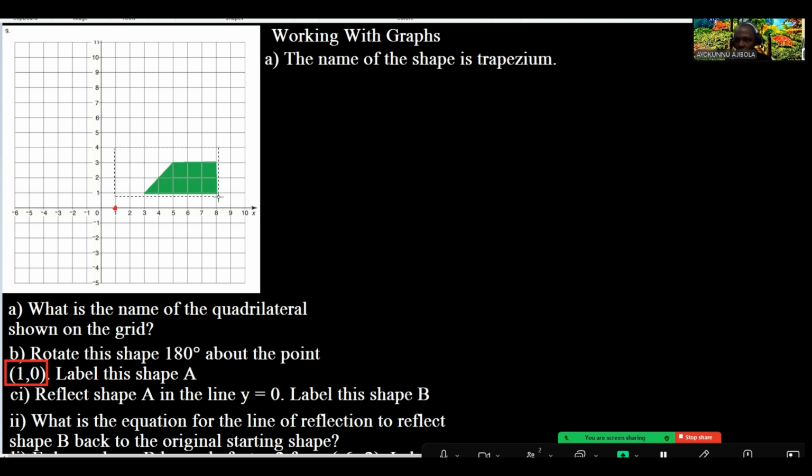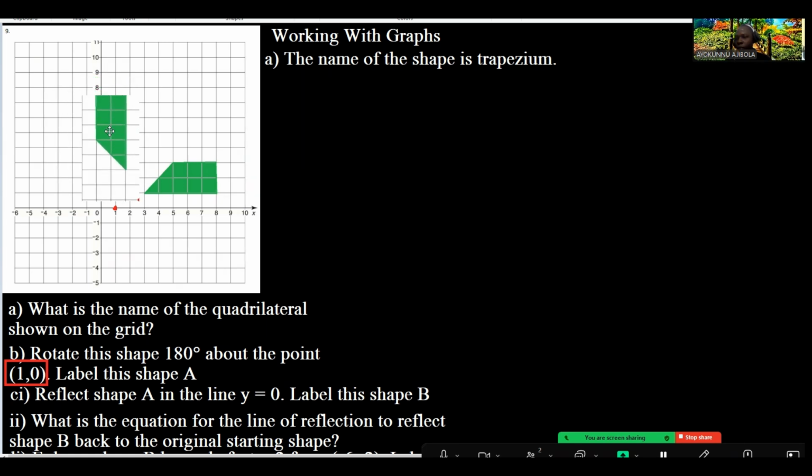1 comma 0 to the axis. Let me copy and paste so that we can keep this as a reference. If this is the shape we have initiated, and I rotate it to the left 90 degrees, it gives me something like this, and it's going to rotate the whole of the axis.